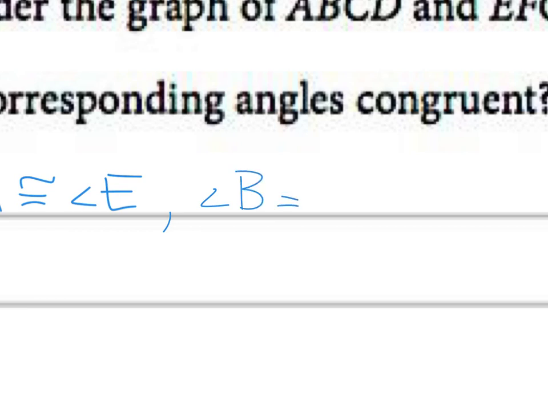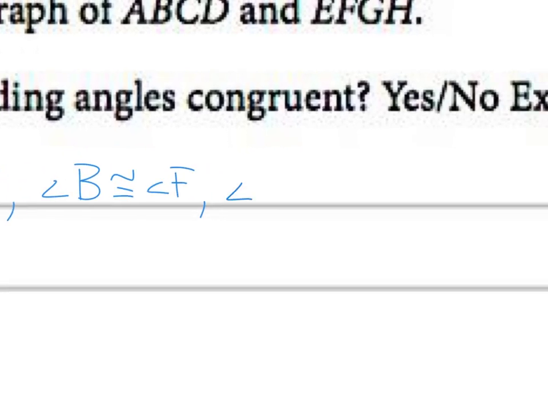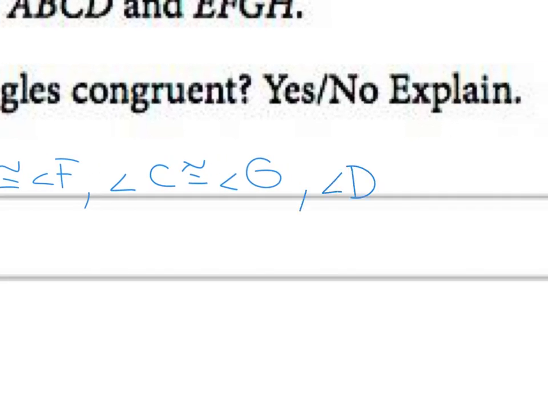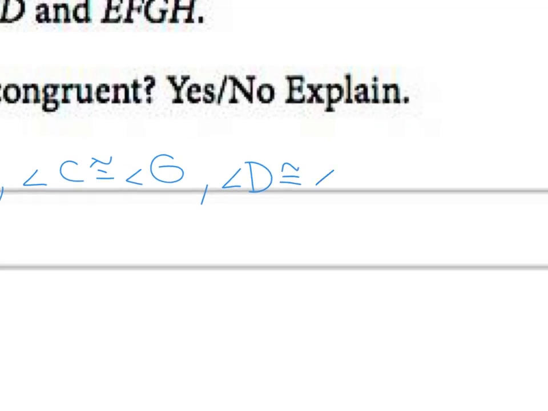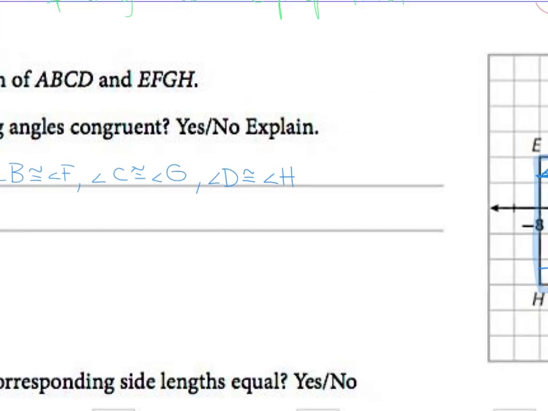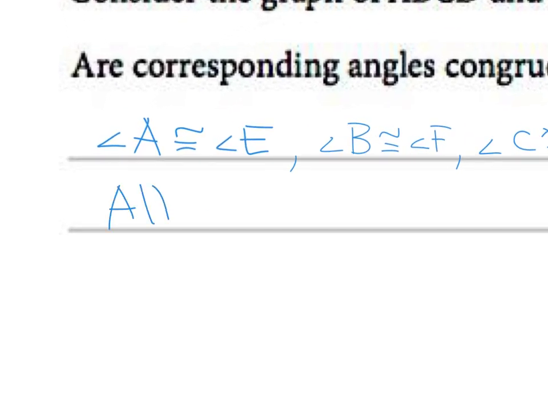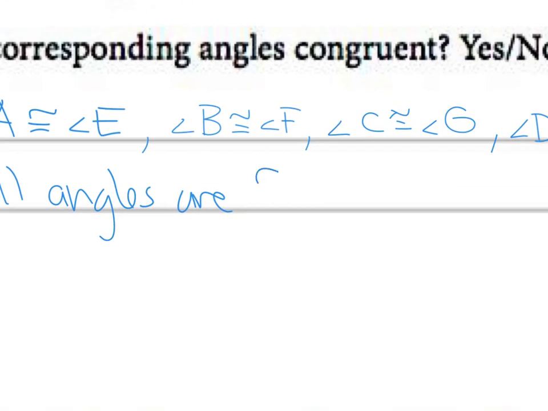B is congruent to F, angle C is congruent to angle G, and angle D is congruent to angle H. And so again, we know that that's true because all the angles are 90 degrees.